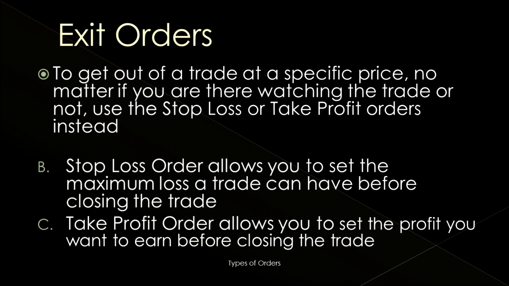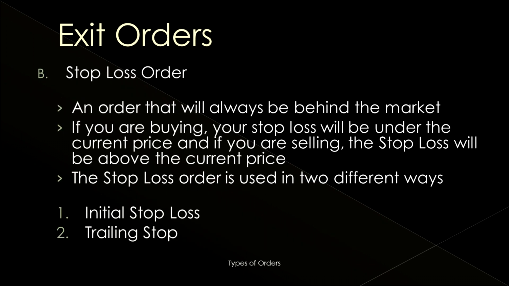The stop loss order allows you to set the maximum loss a trade can have before closing the trade. A take profit order allows you to set the profit you want to earn before closing the trade. So a stop loss order will always be behind the market. If you are buying, your stop loss will be under the current price, and if you're selling, the stop loss will be above the current price. The stop loss order is used in two different ways, as an initial stop loss or as a trading stop.